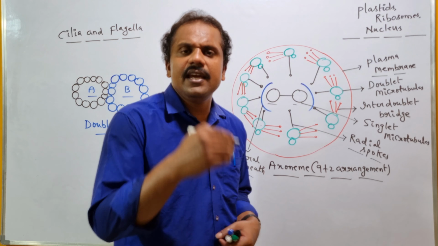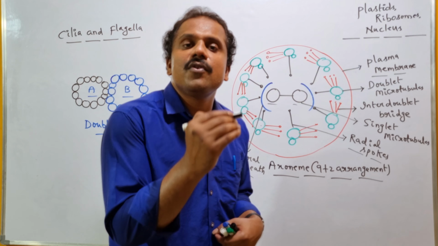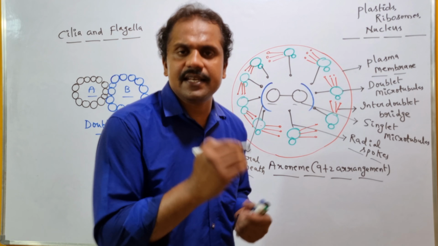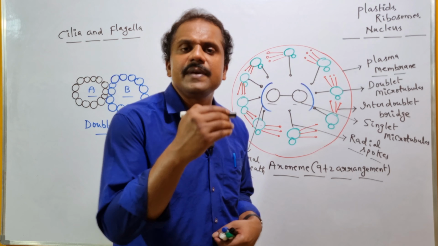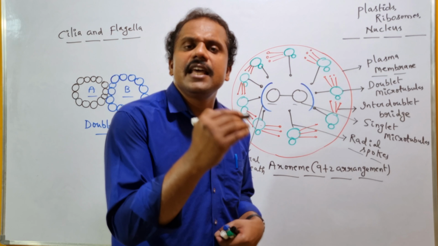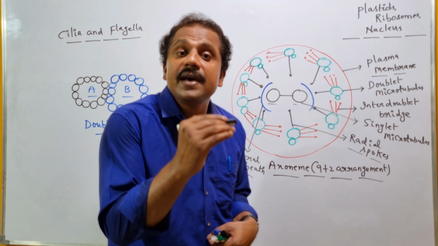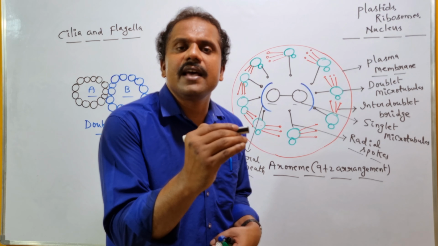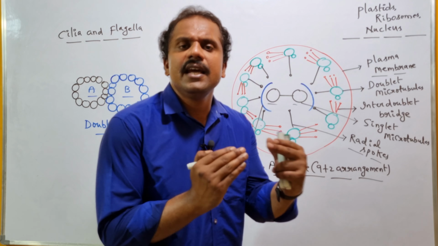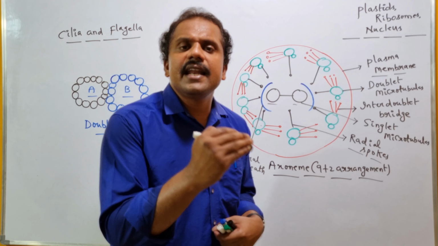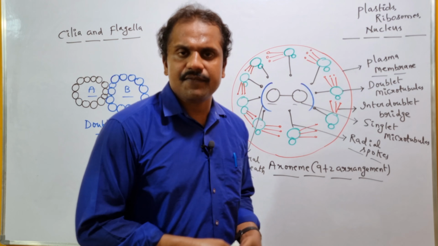Is it clear? So cilia and flagella are observed both in prokaryotes as well as in eukaryotes. But here we need to understand one key point. Though they are present in both prokaryotes and eukaryotes, in comparison with cilia, the flagella are comparatively longer. And in addition, there is one more difference between the cilia and flagella observed in prokaryotes and in eukaryotes.